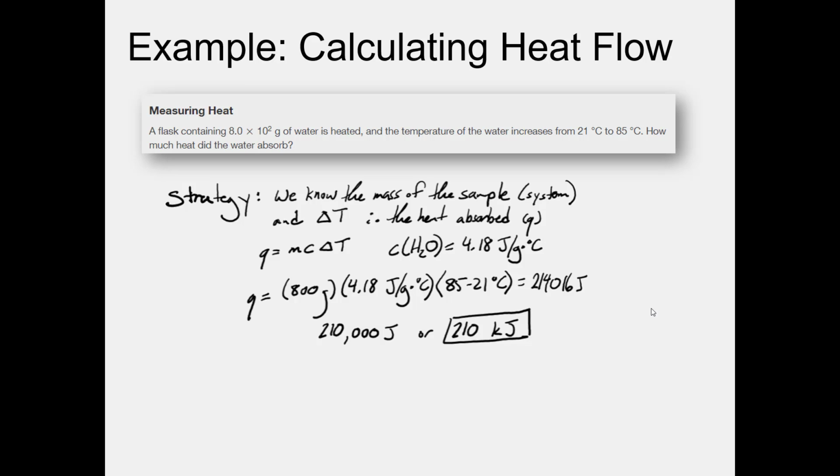Come back in a minute, we're going to look at another application of the calorimetry equation where we rearrange and solve for c to determine the specific heat of the sample.